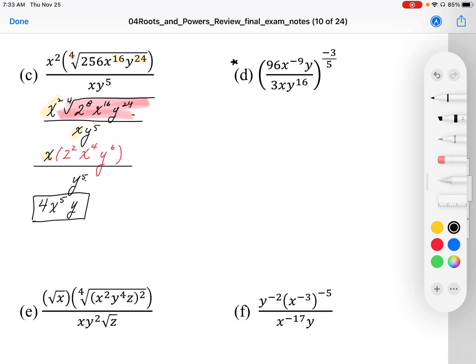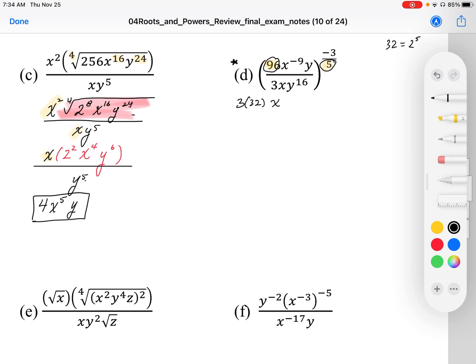Now I put a little star next to D because the problem with D is that this index of 5 doesn't work out very nicely with anything in here, except for this 96. Now that is hard to see, and in fact it's really hard to see that 96 actually has a power 5 embedded in it. So I'm going to rewrite that as 3 times 32, and 32 really is 2 to the power of 5.